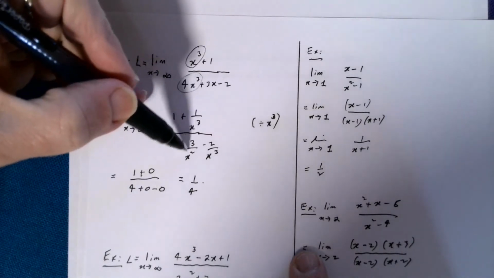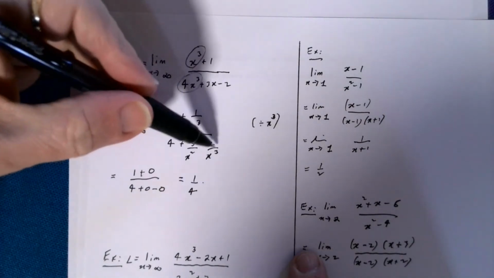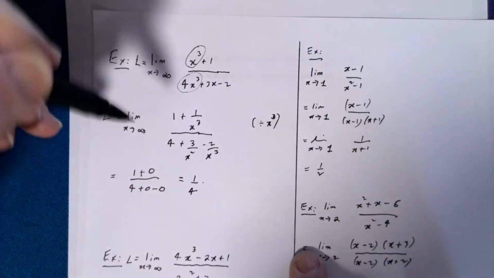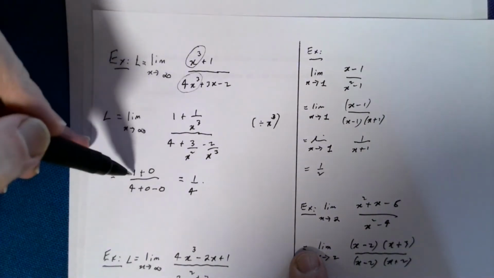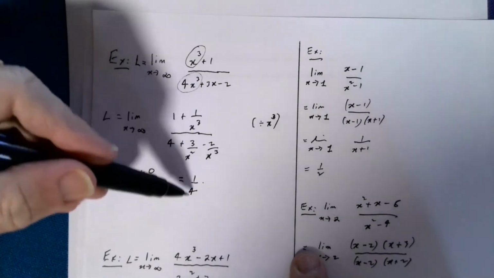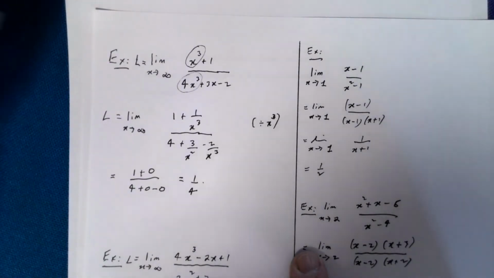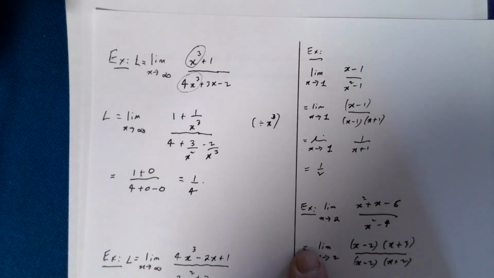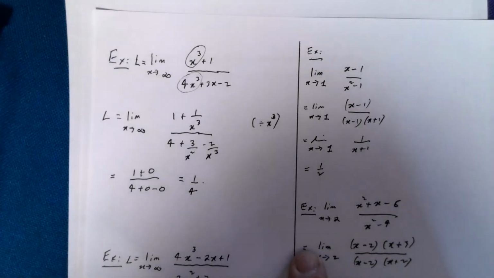This term here is going to 0 in the limit. This term here is going to 0 in the limit. This one survives, that one survives. I just get 1 over 4, and when you simplify, you get a quarter. And so there is the limit of that particular function there.